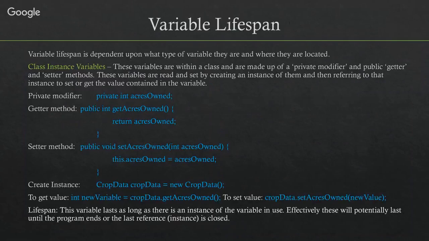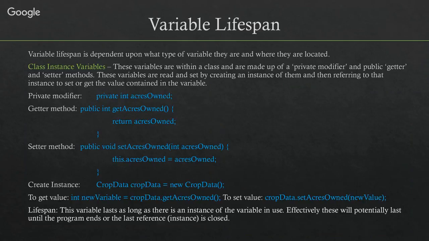Excellent. So then we have variables, our variable lifespan. So we'll talk about that a little bit. The variable lifespan is dependent on what type of variable we're using and where they're located. If it's within a class statement, if it's within a method, if it's within an if statement, they all have different lifespans. First one we're going to talk about is a class instance variable.